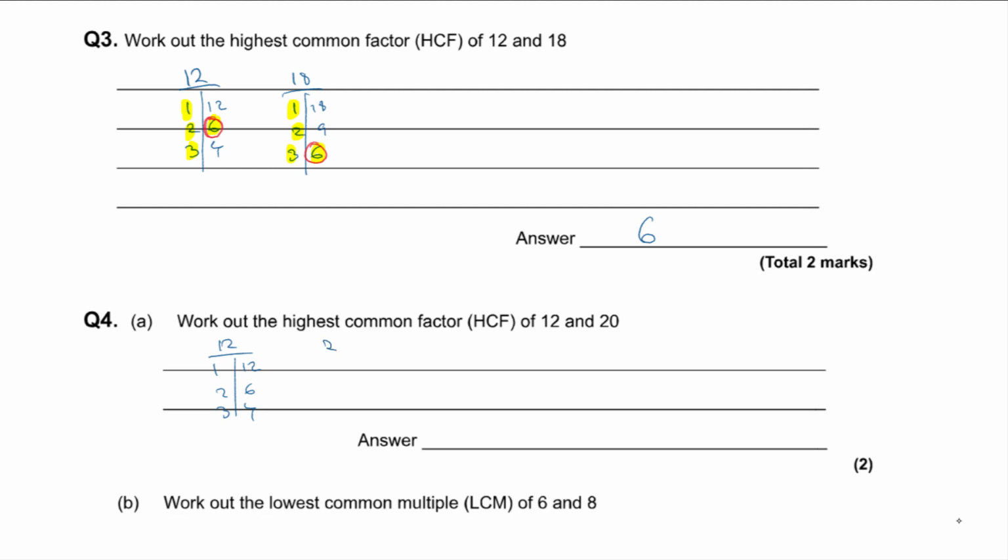Factor pairs of 20. Well, 1 and 20. 2 goes into 20, yep, 2 times 10. Does 3? Nope. Does 4? Yes, 4 times 5. And I've met myself coming down the other way then. There's no numbers between 4 and 5, so I know I've got them all.